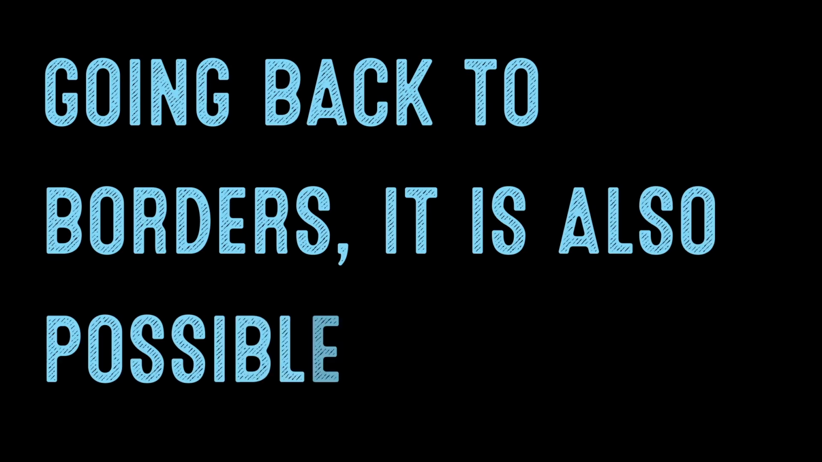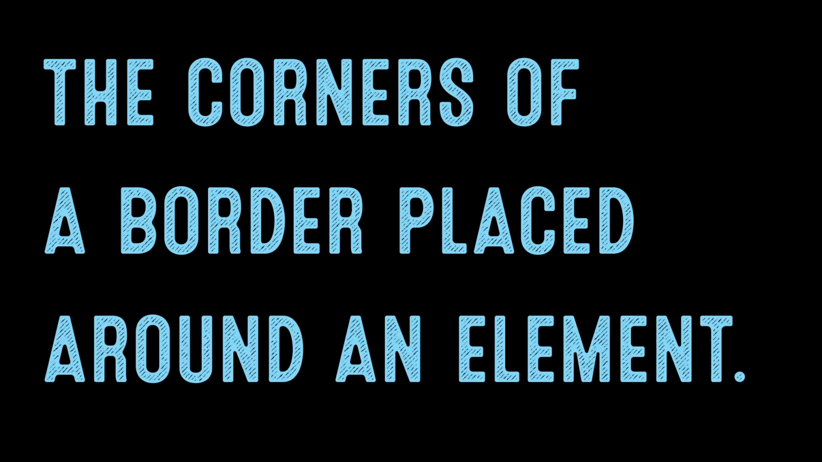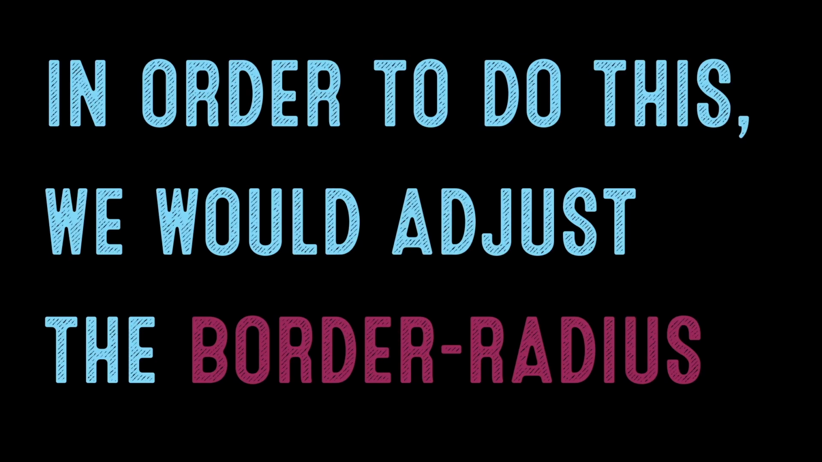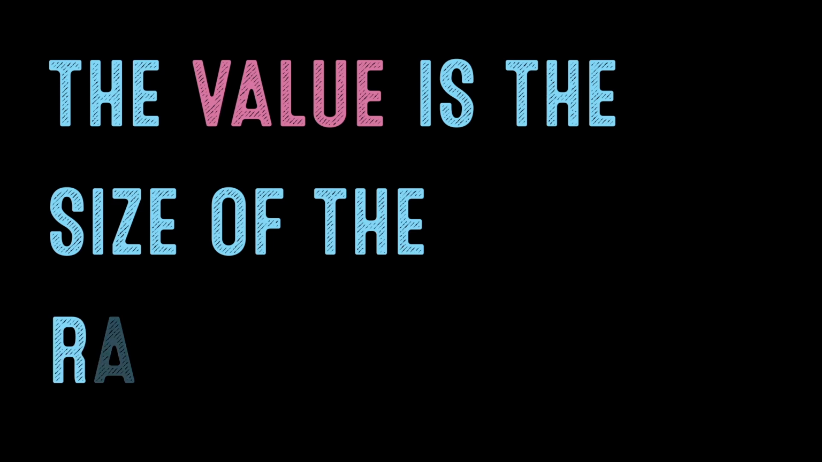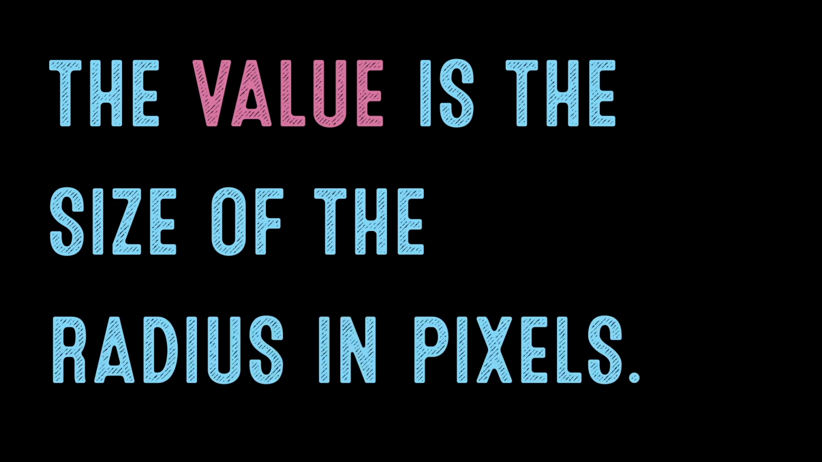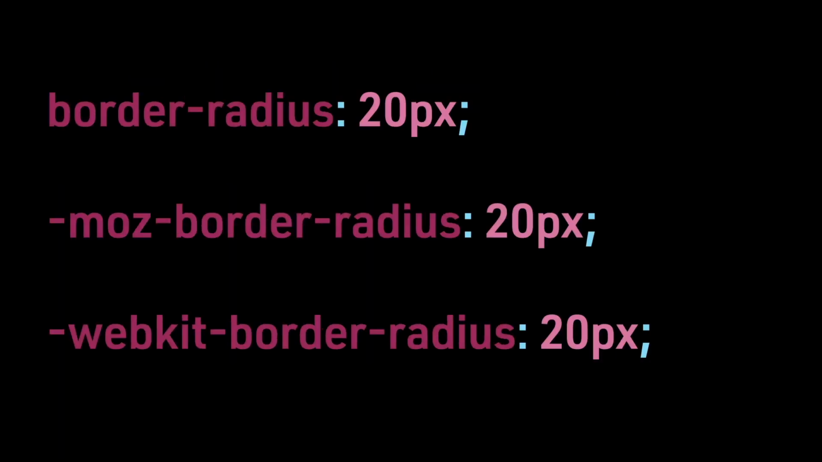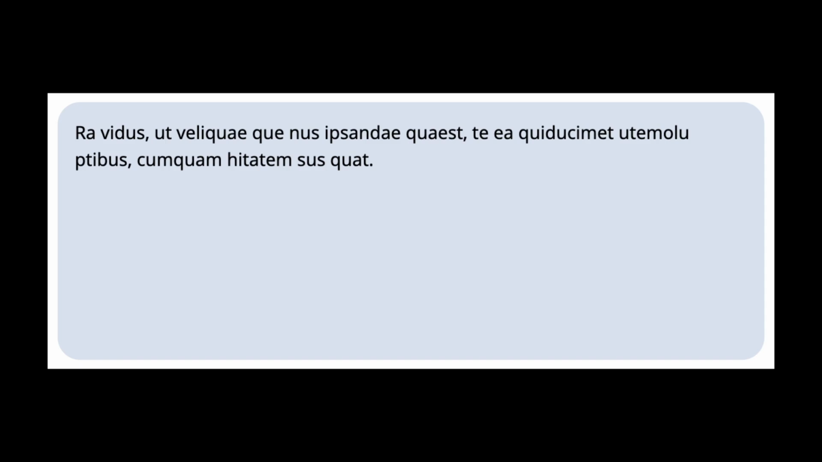Going back to borders, it is also possible to round the corners of a border placed around an element. In order to do this, we would adjust the border radius. The value is the size of the radius in pixels. For border radius to work in a cross-compatible fashion, we have to add the prefixes -moz- for Mozilla Firefox and -webkit- for Apple Safari. This is how the code would display.